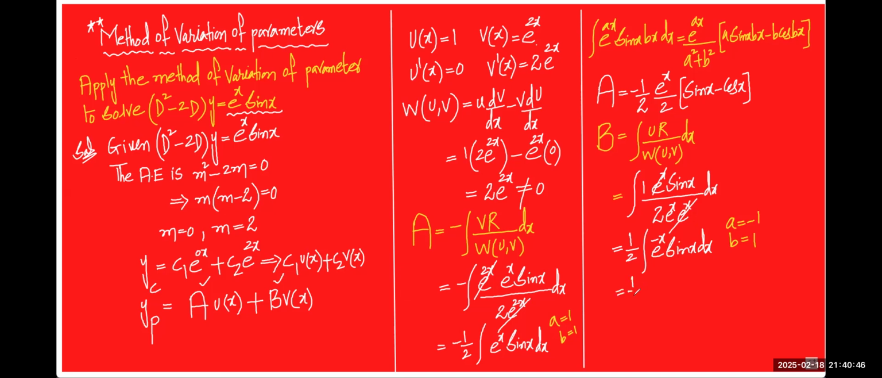1 by 2 into e power ax. A value is negative, so e power minus x by 2 as it is, into a sin bx. Since our a is negative, we get minus sin x, minus b is positive, that is 1 only, so like that. This is our finally B value. After that, we have to complete this work. We have to write the value of yp clearly. Okay, let me write it on the next page.